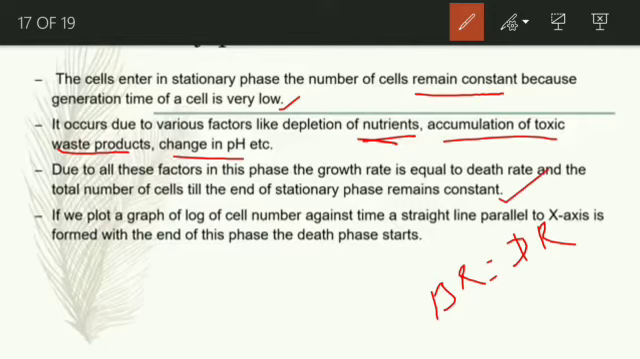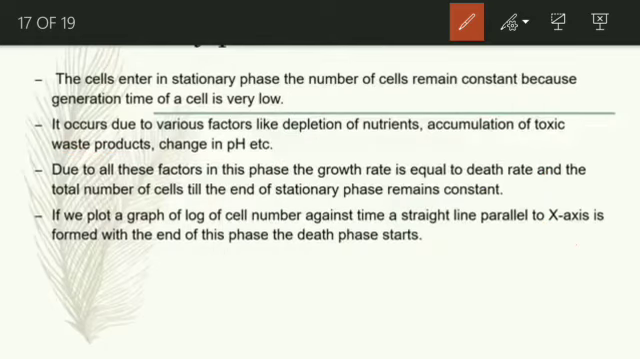This is called the stationary phase. If you plot a graph of log of cell number against time, a straight line parallel to the x-axis is formed. With the end of this phase, the death phase starts. You can see this is the lag phase, and this one is the log phase, and then you will get a straight line. This is called the stationary phase. This is the third one we have already seen.